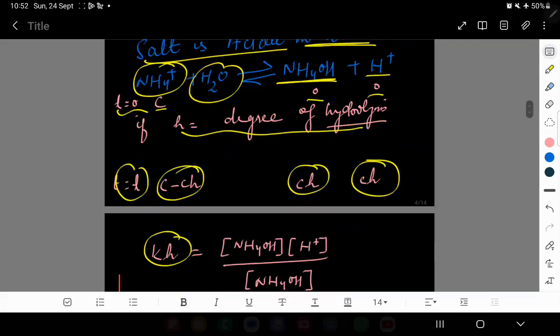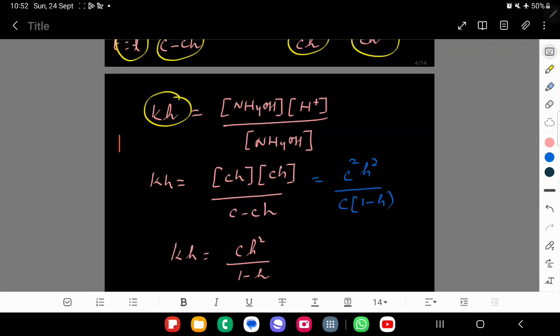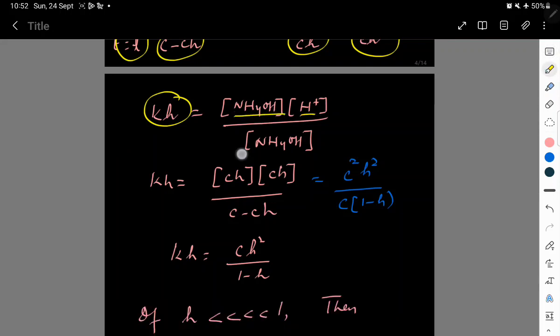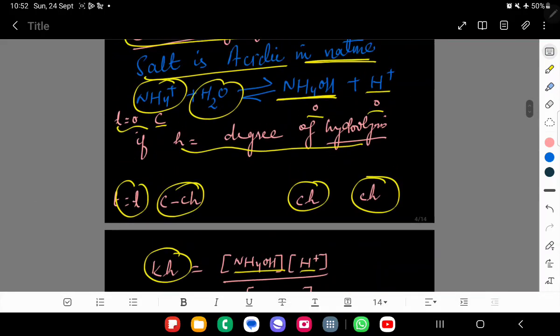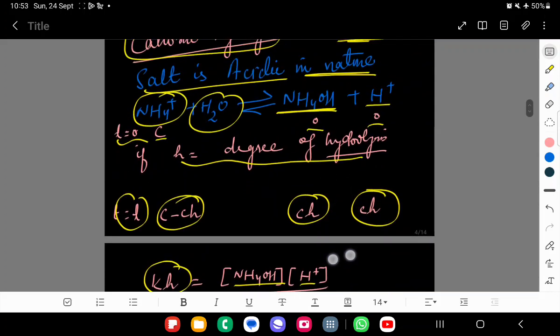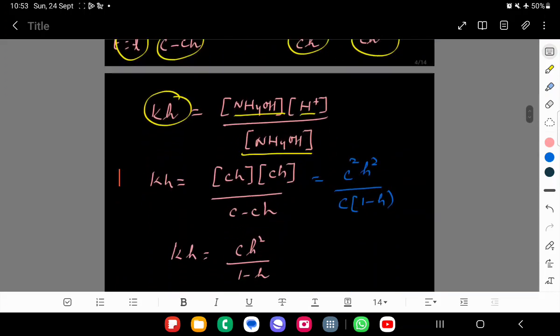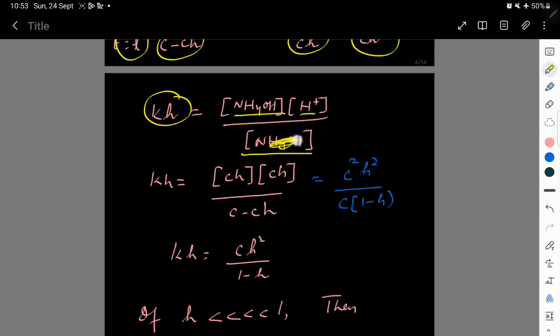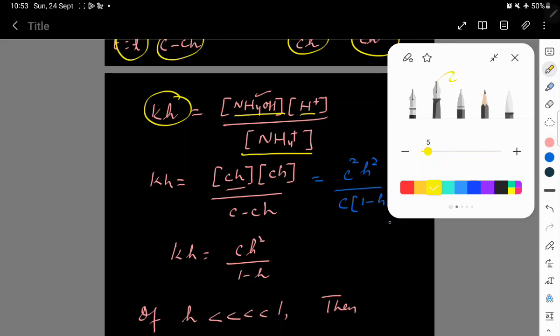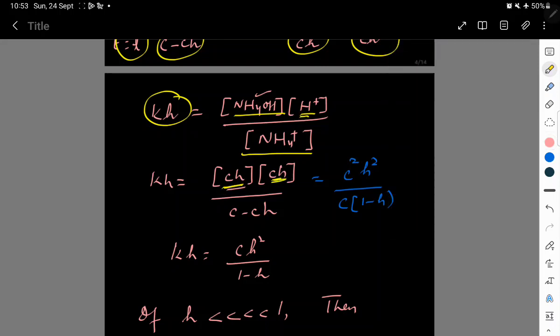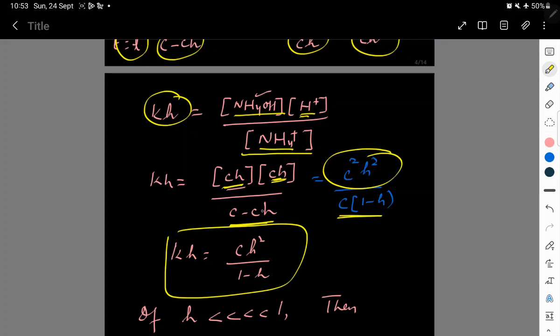Now we will write Kh as the concentration of ammonium hydroxide, NH4OH, times the concentration of H plus, divided by the concentration of NH4 plus. The concentrations are Ch, Ch, and C minus Ch. Kh will be given as C square h square by C into 1 minus h, by taking C common, so Kh is given by Ch square upon 1 minus h.